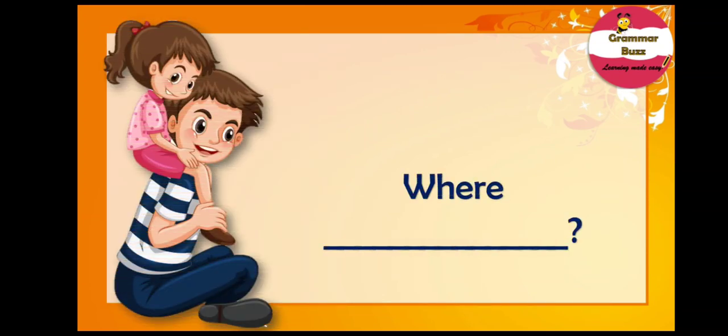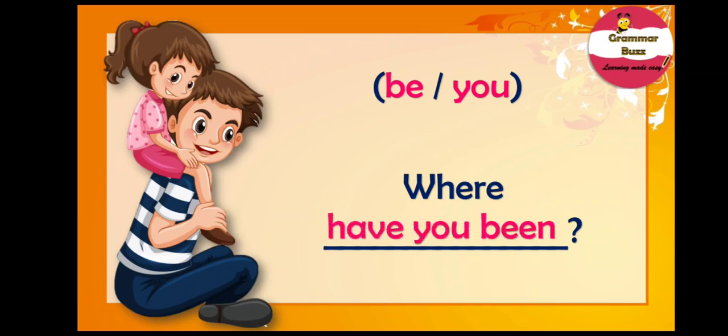It says, where blank? That's quite short, I see. And your verb choices are be, you. So what do you think about this one? What should it be? How are you going to form the present perfect out of this? Note the question mark. That can be a hint for you. I think you have got it all right. Good job. Where have you been? Excellent. Where have you been?